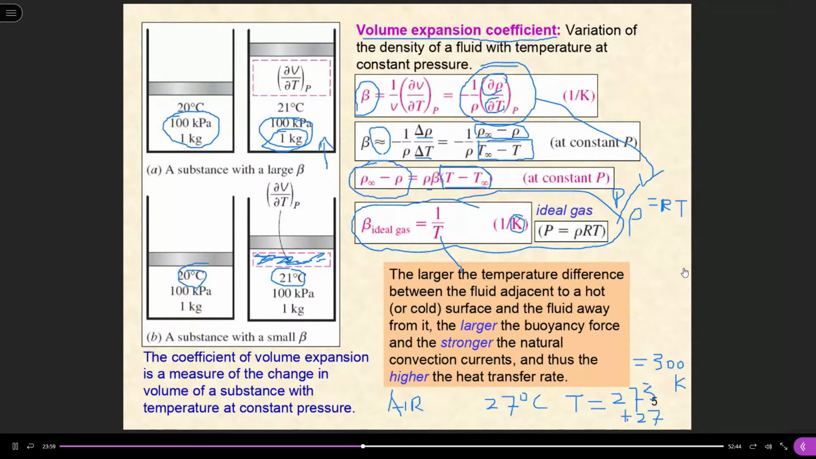Therefore, for air at approximately room temperature, the expansion coefficient beta is temperature dependent, as you can see. At room temperature it is about 1/300. This gives an idea of how the air will expand when its temperature rises. We have this equation now: the density change is proportional to the temperature change by multiplying by this beta coefficient, which is about 1/300 at ambient room air temperature conditions.